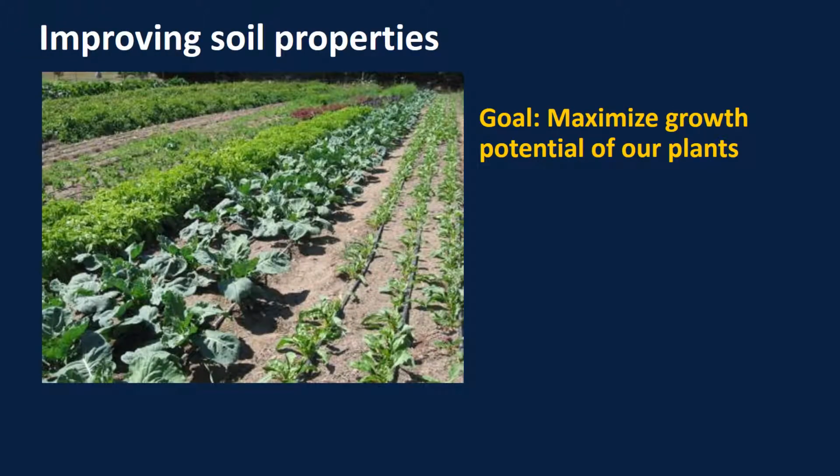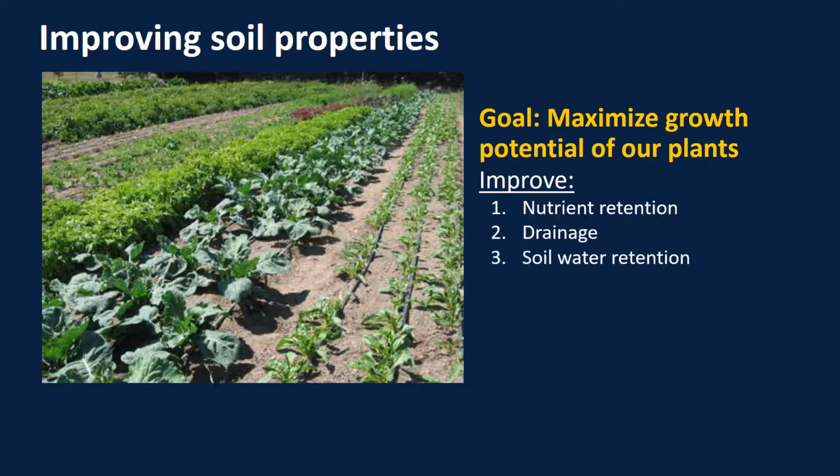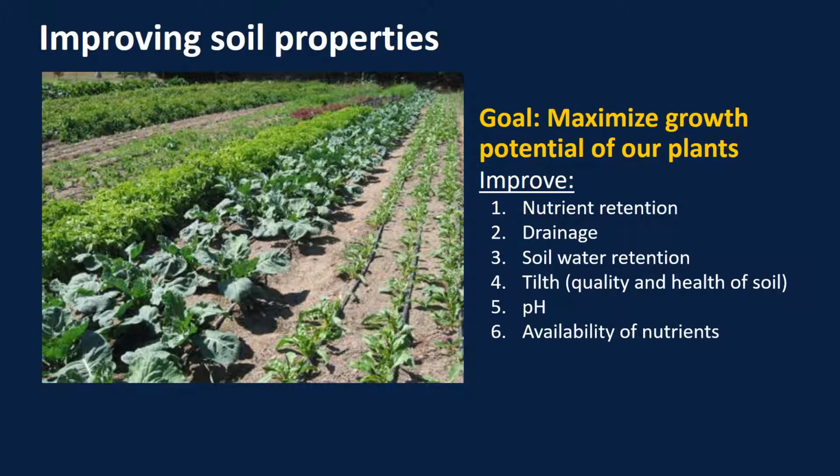Really our goal of improving soil properties has to do with maximizing the growth potential of our plants, whether it's our vegetables, our fruits, our flowers, or our trees. And there are several different areas of our soil that we would like to improve so we can improve the growth of our plants. Out of these 6 different areas, in this video we are going to be focusing on nutrient retention. And nutrient retention is really tied to soil texture and what's in the soil.